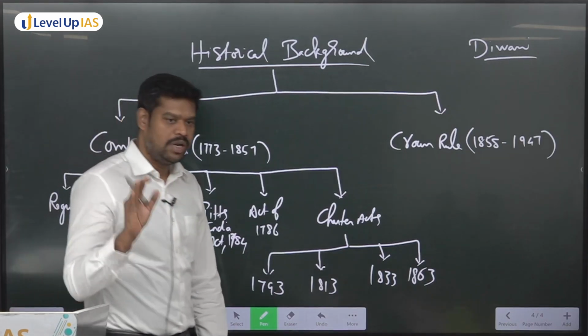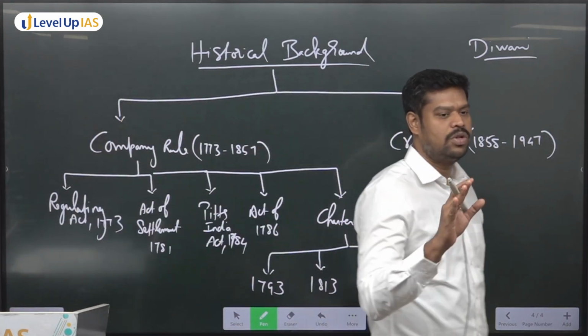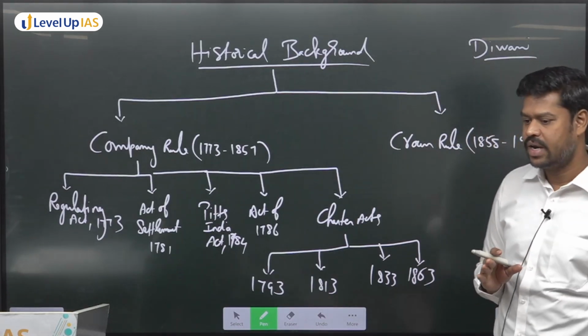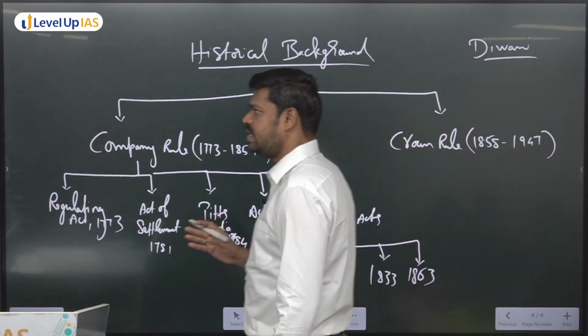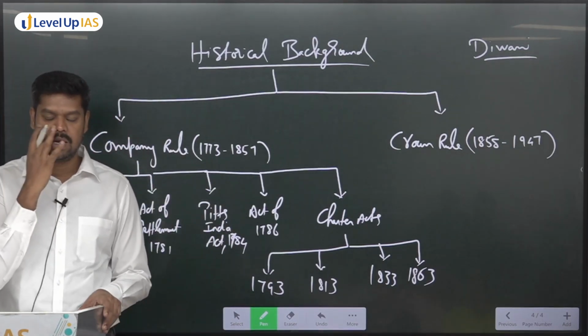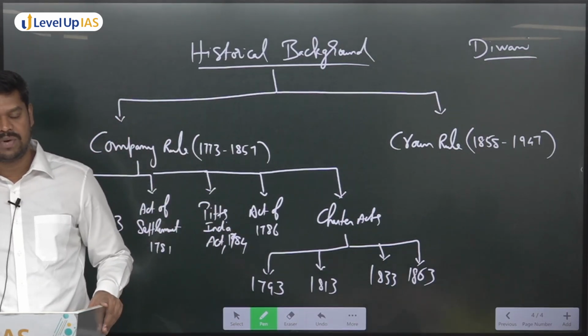So is the background clear to all of you? So now we'll get into the Regulating Act of 1773. Shall I move forward to the Regulating Act of 1773? So what was the reason to regulate the East India Company? Why do you think that the 1773 Regulating Act was passed by the British Parliament?